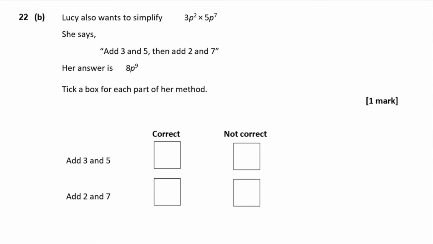22b. Lucy also wants to simplify 3p squared times 5p to the 7. She says add 3 and 5, then add 2 and 7. Her answer is 8p to the 9. Oh, Lucy, Lucy, Lucy. Right, tick a box for each part of her method. Right, is adding 3 and 5 correct? Should I add 3 and 5? No, no, no. You should be multiplying those two. It should be 3 times 5, giving you 15. So that bit, definitely wrong.